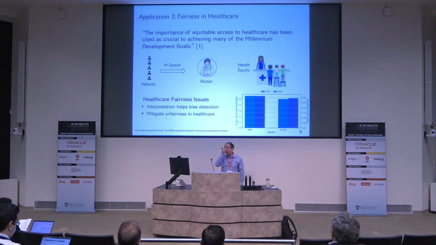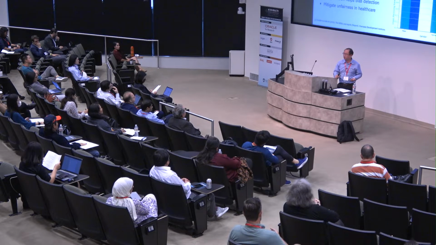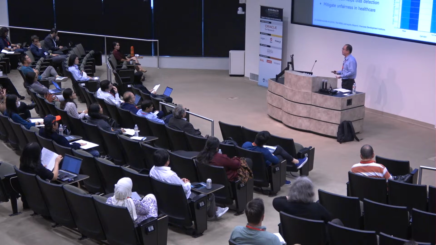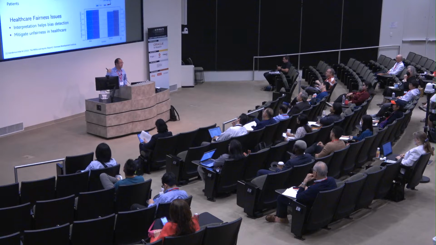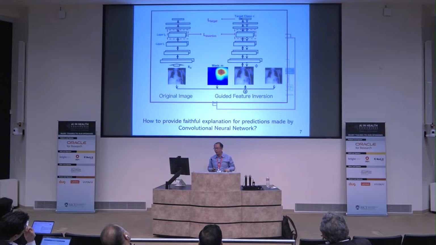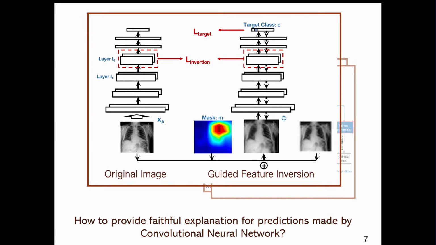How are we going to discover whether we have this kind of fairness issue in our biomedical applications, and how can we develop better models to mitigate these problems? This will be the second application I'm going to cover today. The first one is how we can provide a faithful explanation for predictions made by a convolutional neural network, which is a very widely used and very powerful deep learning model.